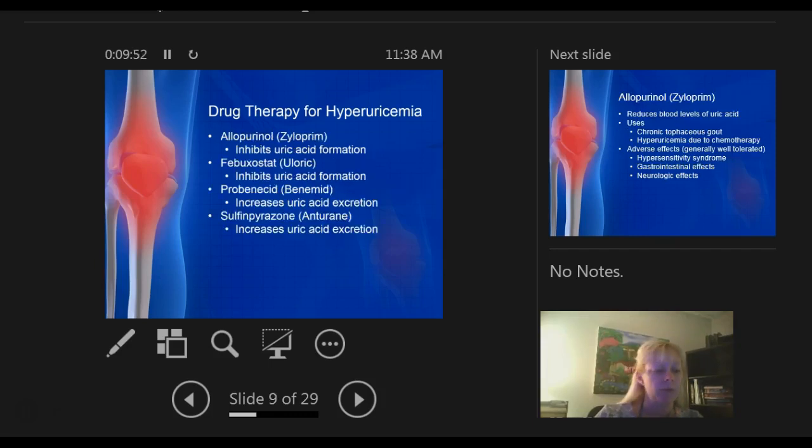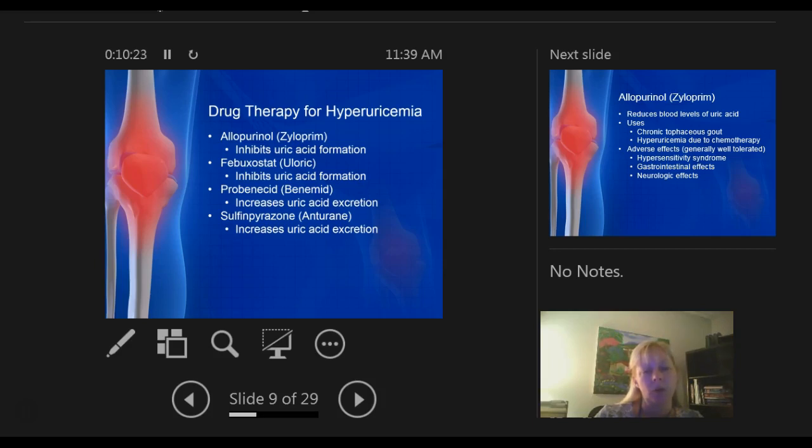These are your prevention drug therapies. Allopurinol being the most common, Uloric, febuxostat, probenecid, and this Antarine, which is rarely prescribed. Probenecid is rarely prescribed. Uloric is now the mainstream one that you'll see out there. It is still brand name. It's not generic yet, because it has less side effects than allopurinol.